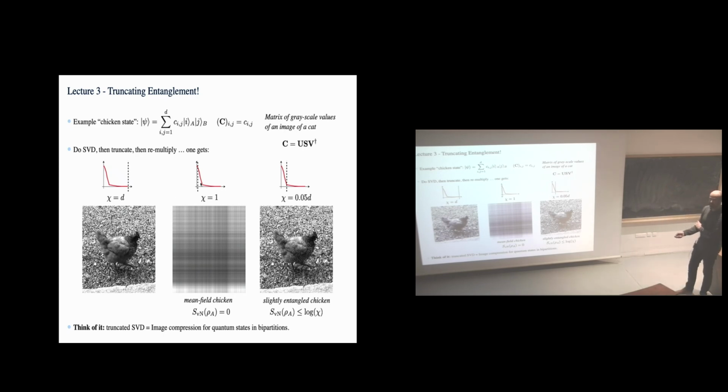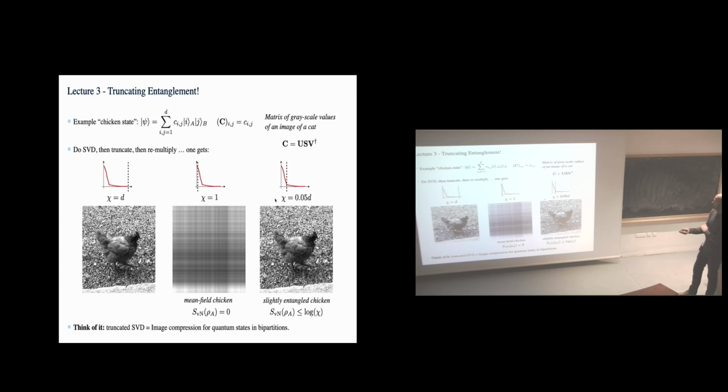And here you see if I really only take the first singular value, this is really only taking the largest one. So this is kind of your mean field chicken, where you make a product state assumption. Then you reconstruct the picture, and all of the information is gone. It's really completely lost. Right? So you cannot see anything, well, maybe a little bit of the color distribution.